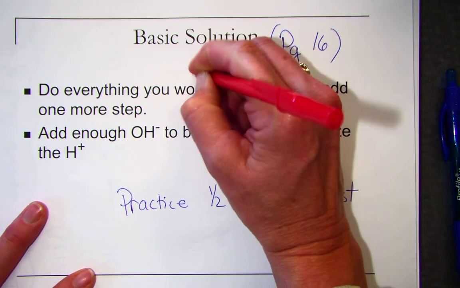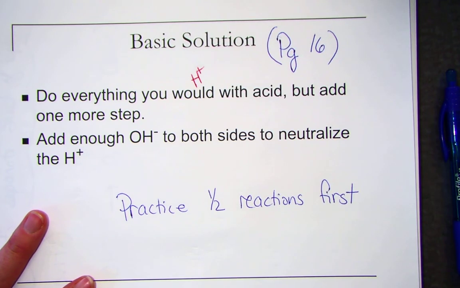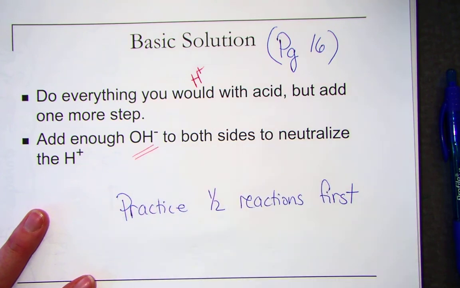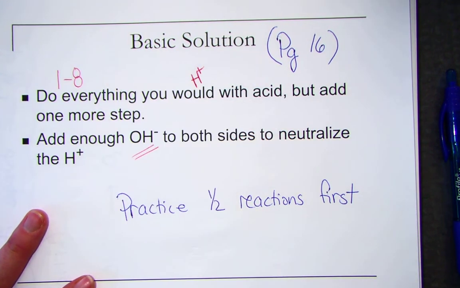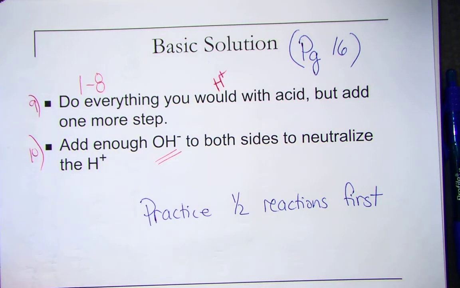I remember acids always start with hydrogen ion. That's why we balanced with an H plus in the previous examples. In a basic solution, it's the hydroxide ion that we use to balance the equation. Here's the important thing: steps 1 through 8 that we have practiced are all identical. There are 2 more steps when we're balancing with a basic solution.